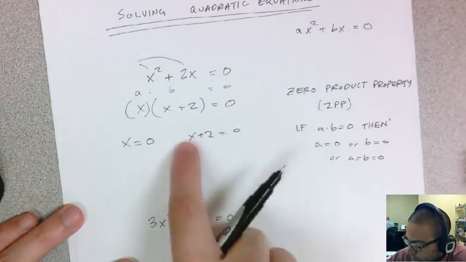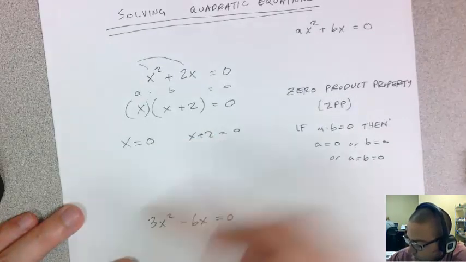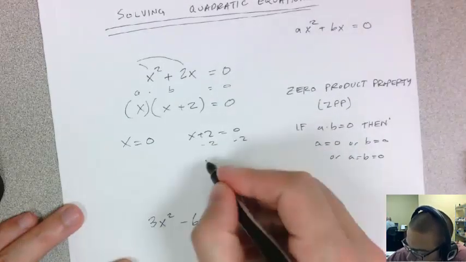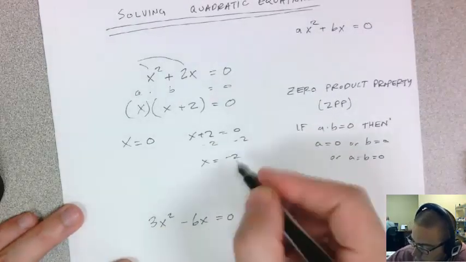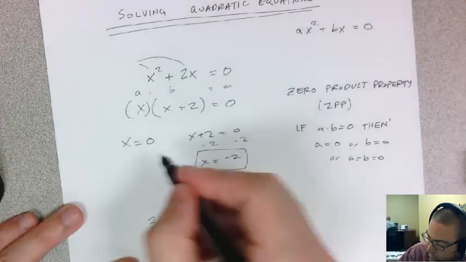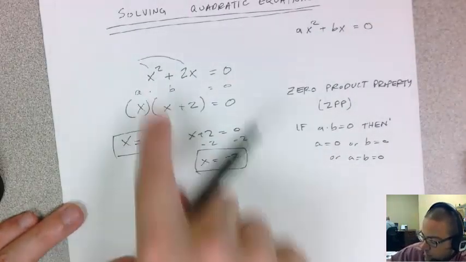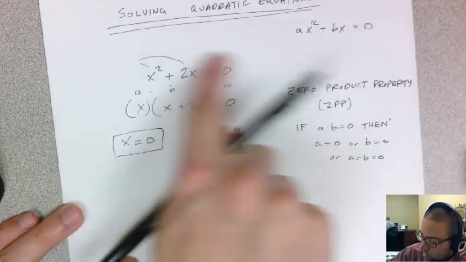Well, what plus 2 is equal to 0? It's negative 2, right? Or I could just subtract 2 from both sides if you want to do it the long way. So x is equal to negative 2 is a solution, and x is equal to 0 is a solution. And let me just go ahead and check by plugging it back into my original equation.